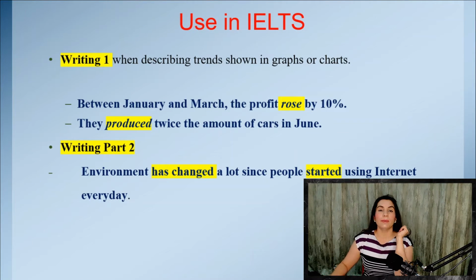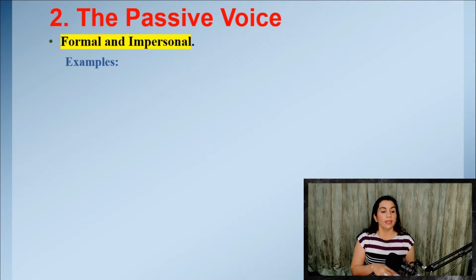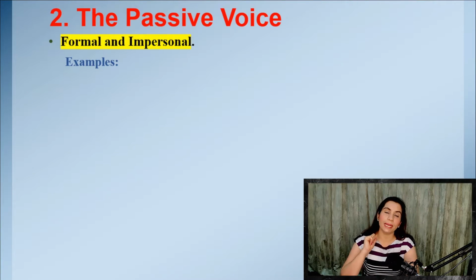Now the second grammar rule is using the passive voice. Now let's see. The second rule of grammar is using the passive voice. Now why is passive voice used? It is used because it gives a formal and an impersonal touch.